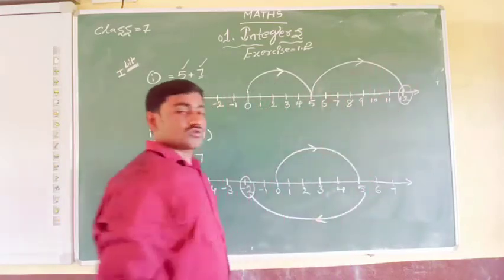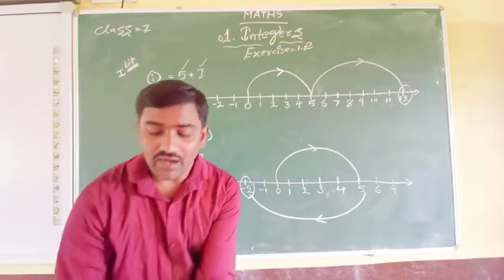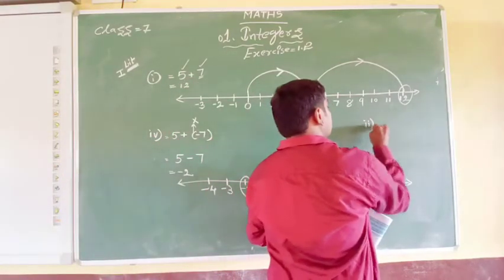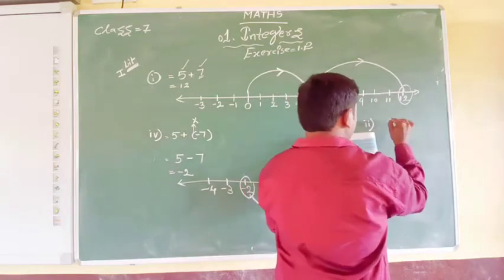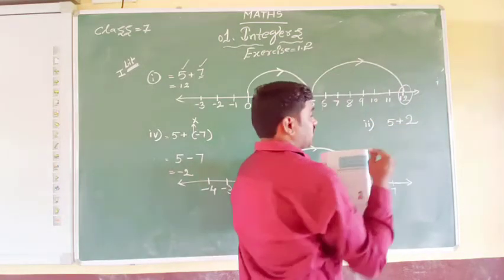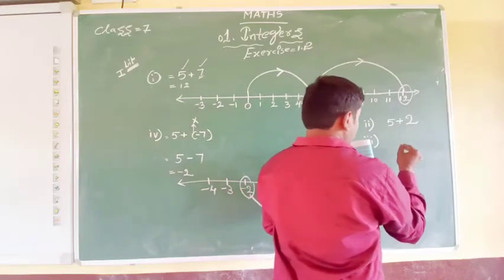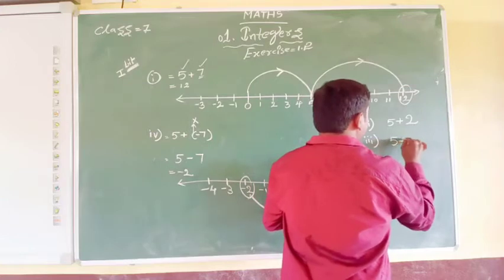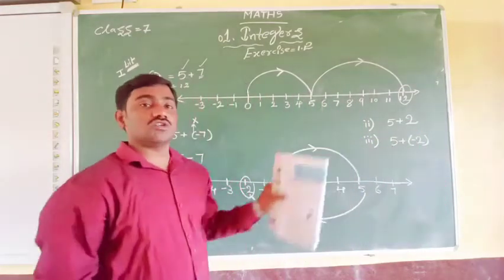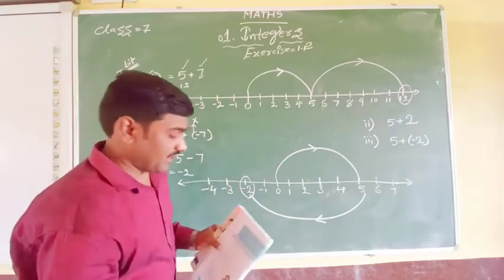So there are 2 more questions in this part that you need to do. I will give you those. The first question I have solved. The second question is 5 plus 2. This is the third question, which you also do. That is 5 plus of minus 2. These 2 questions you do in the same way, representing them on the number line.